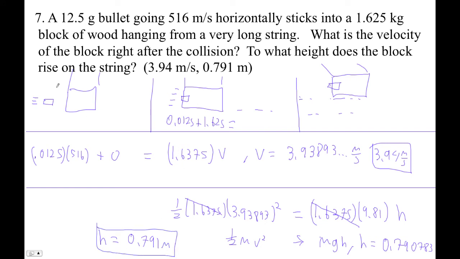Okay, so again, in the first collision, momentum is conserved. In the swinging up, kinetic energy turns to potential. Just don't turn kinetic energy into potential in the collision, because in this collision, as we know, a lot of energy is lost to the heating up of the bullet and the ripping of the wood and all these things.